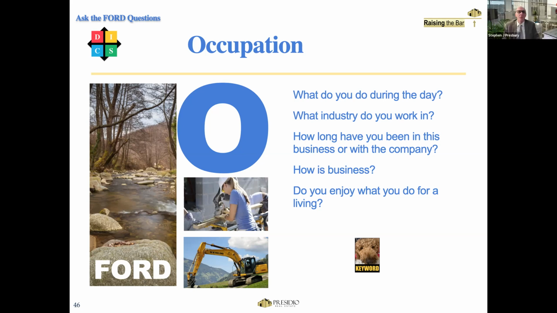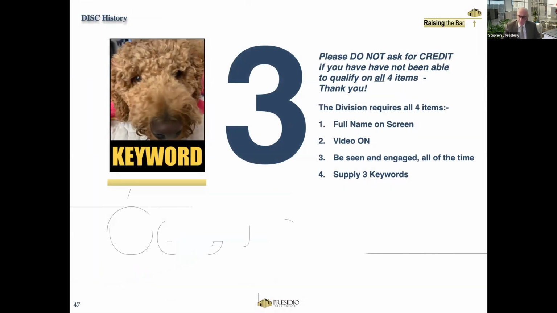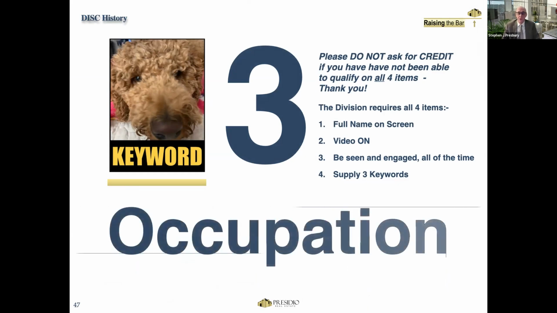Okay, what would be the R? Anybody know what the R might stand for? Oh, we've got the keyword coming up. I just noticed that. Let's pull that keyword up first then. That'll be the third keyword to get to the close of this class here. So occupation will be the third keyword in this class.